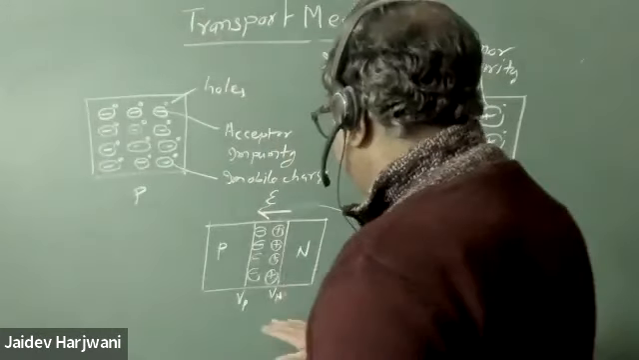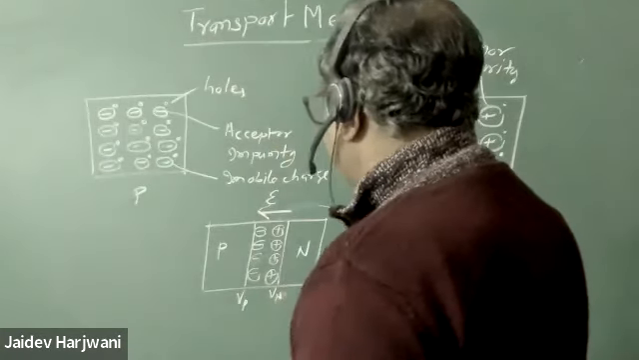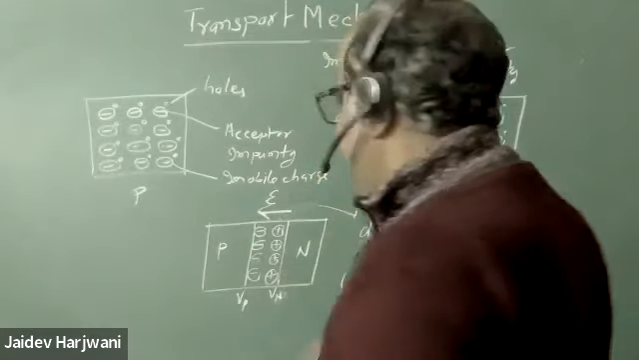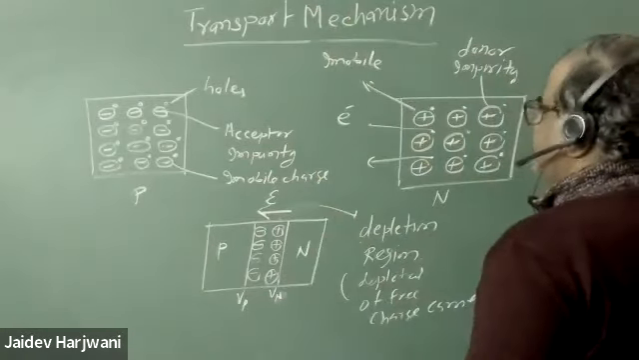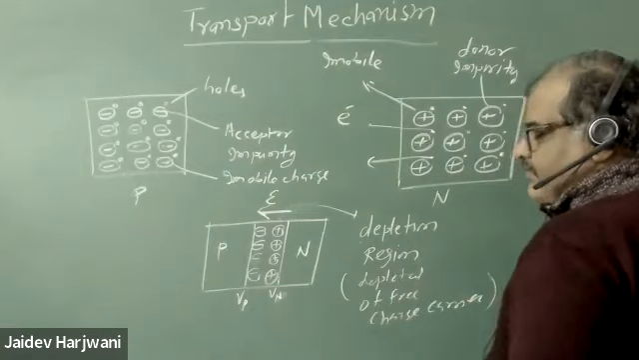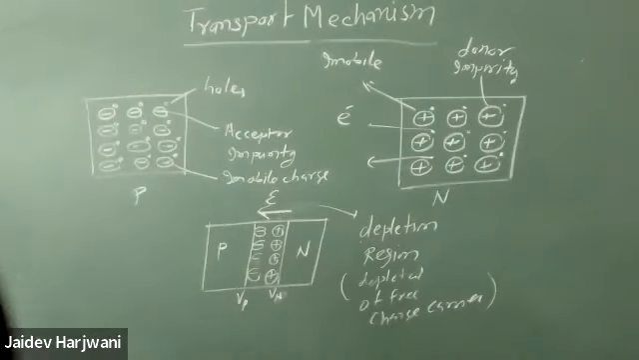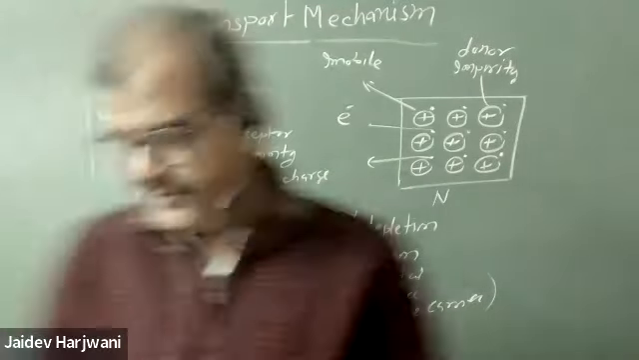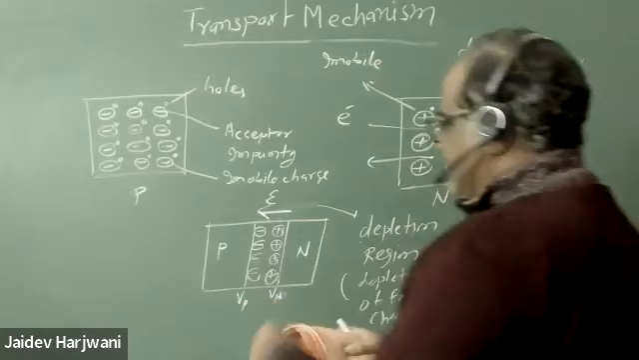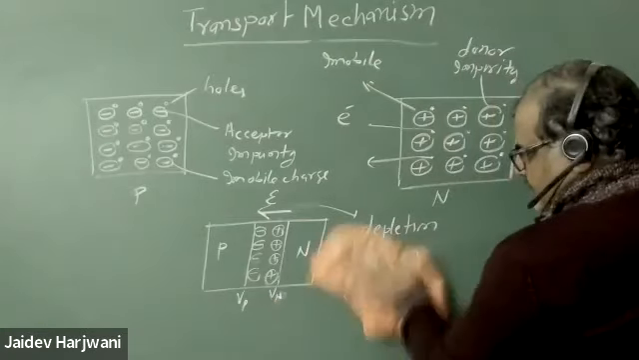Now let me make you understand what happens at energy band diagram level. Okay, so shall I erase this one? Is this clear? Yes, sir. Okay, so now see what happens at energy scale.